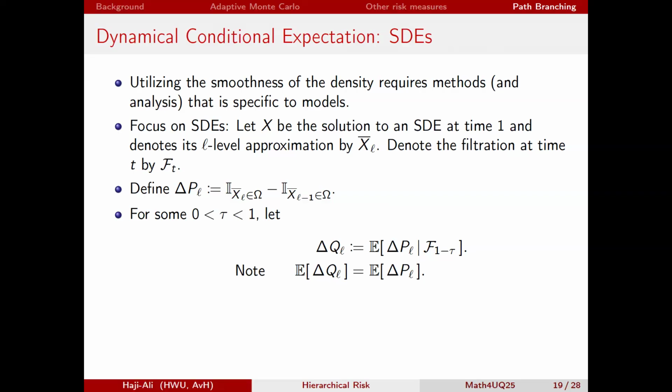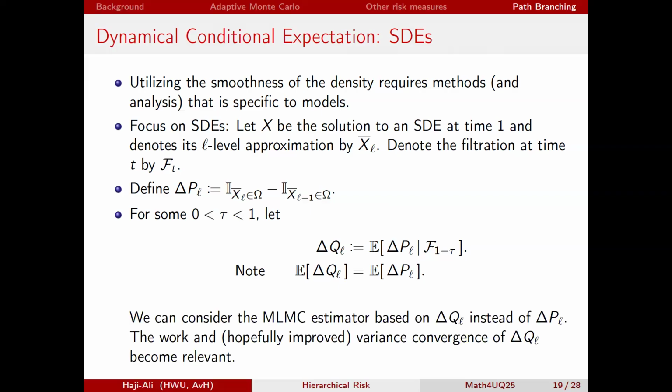Let X be the solution to that SDE at some final time, let's call it 1. And we have the same approximation X_L, and we'll look at the filtration F_T. So we are now focusing on the difference of indicators, but now the X_L are some discretizations of the underlying SDE. And the key point here is conditional expectation, in the sense that if I condition this difference on the filtration at some 1 minus tau, so before reaching the final time, then this quantity of interest, delta Q_L, has the same expectation as delta P_L, so it's unbiased.